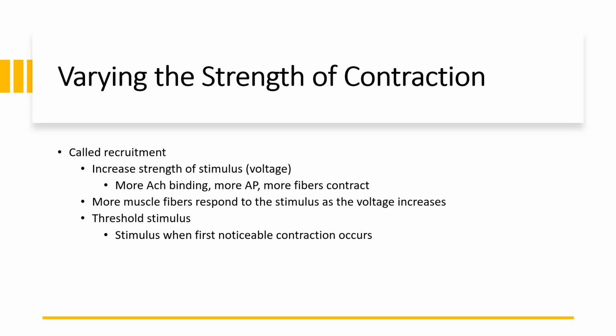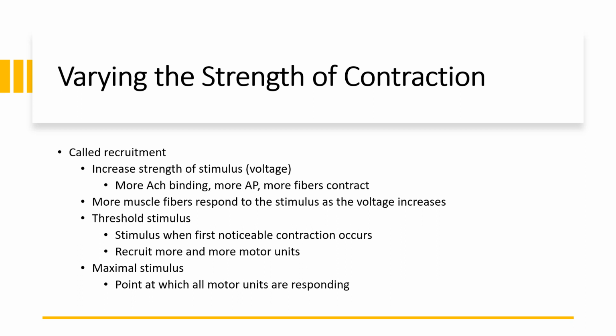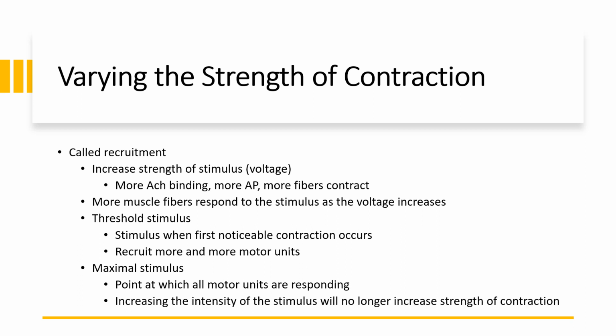The first noticeable contractions will occur once the threshold is reached, and then we ultimately get to a point where we have a maximum stimulus that cannot be increased anymore. At that point, all of the motor units are responding and you are at maximal strength of contraction. Okay, so any increases in the stimulus will not cause contraction to increase.